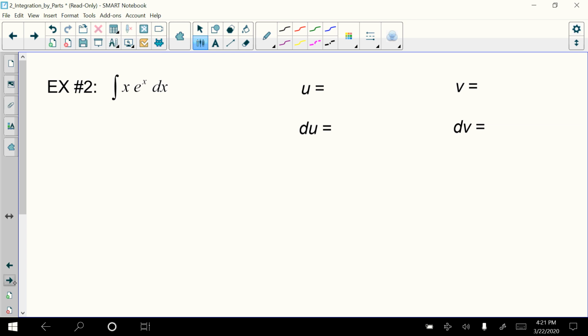So here we have our first real example where we want to be able to integrate this particular expression, the integral of x times e to the x power. Okay, so the first thing we need to be able to identify is what are we going to classify as u, and therefore dv. So when we're looking at the function, what are we going to say?